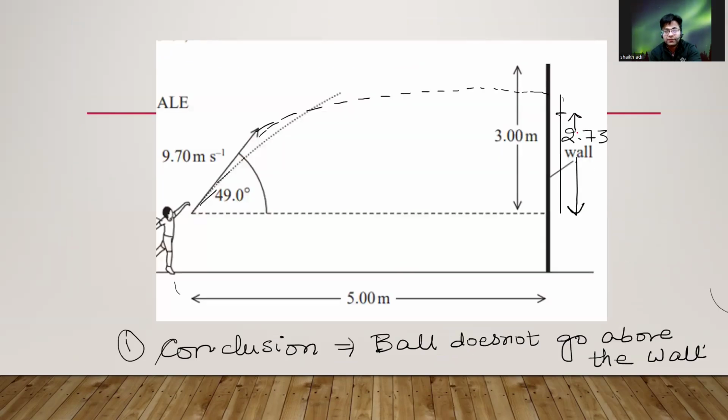Now, as the vertical displacement of the ball is just 2.73 meters, which is smaller than the height of the wall, that's why the ball will not go above the wall. So this is going to be the final conclusion for this problem. So in this way, we are going to solve this problem.